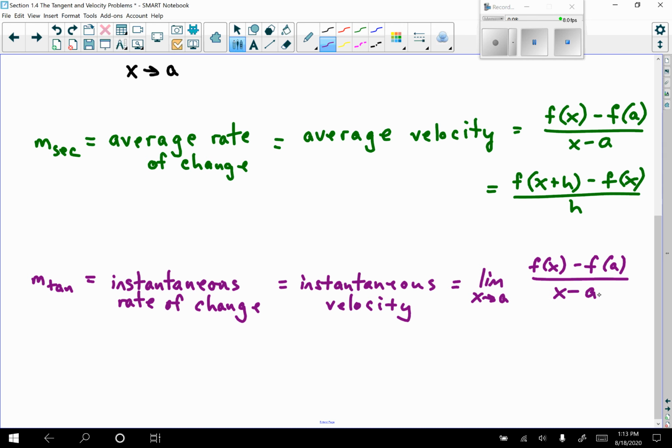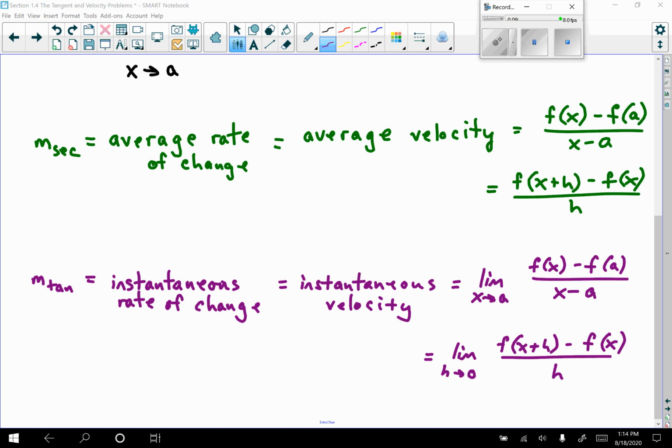Or if we use the bottom formula, that h we eventually want it to go away. And as x approaches a, a minus a is 0. So in this case, if we use the h, that h will turn into a 0. And we're going to see further examples of it in the future lessons as well. So it could be the limit as h approaches 0 of f of x plus h minus f of x all over h.